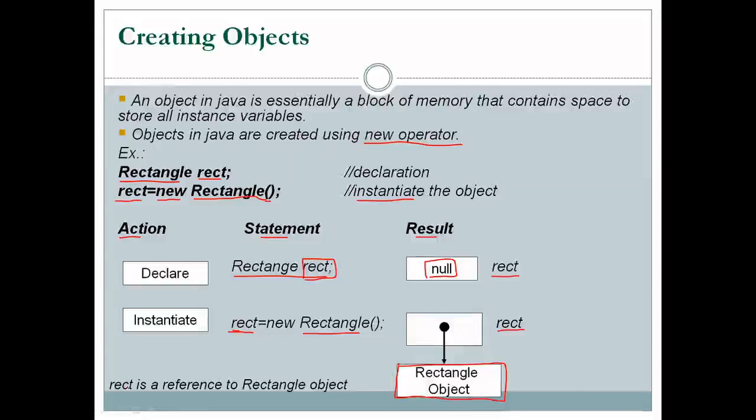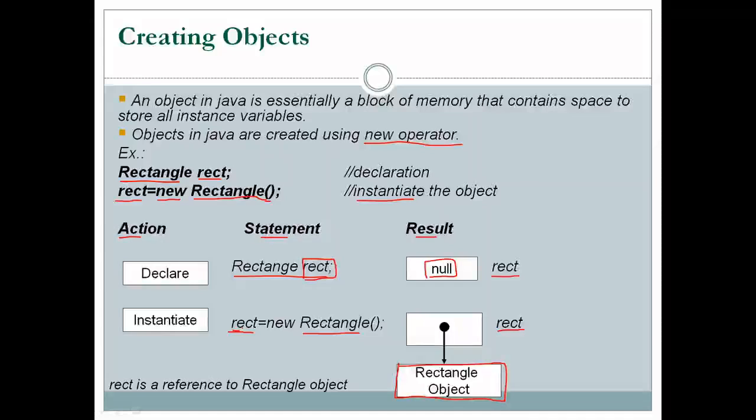So rect is a reference to the Rectangle object. Remember, this rect which we have created here is simply a reference variable. It is like a pointer which is pointing to an actual memory location where we are going to store all our values. So this is how an object is created.